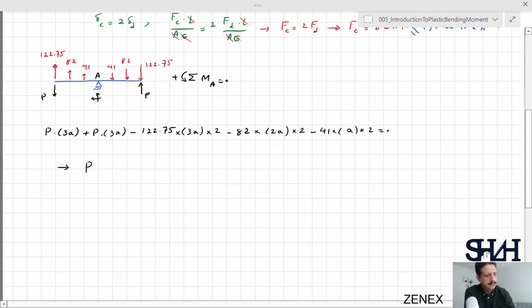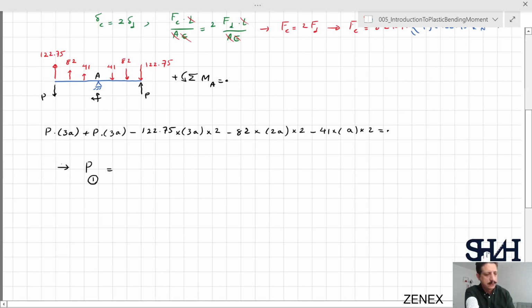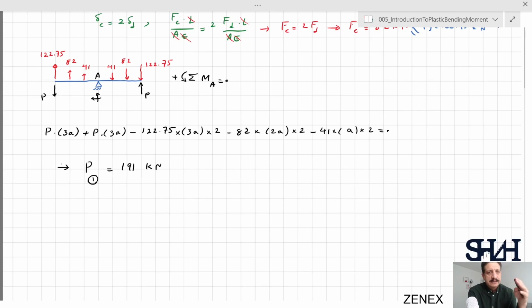From here, we can calculate P, and I name this force as P1. So it will be 191 kilonewton. So it means that when we are increasing the load P, if it is less than 191 kilonewton, then the system will be completely in elastic phase. None of the rods would yield.